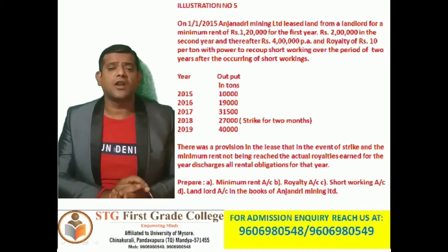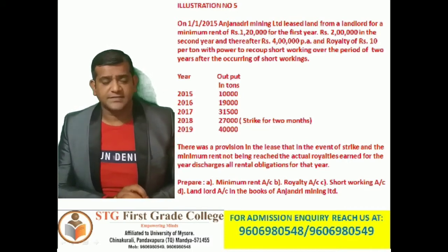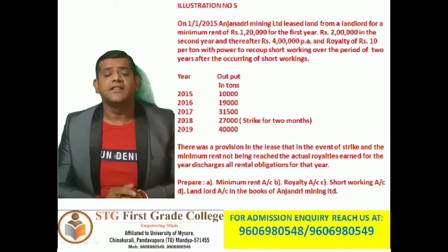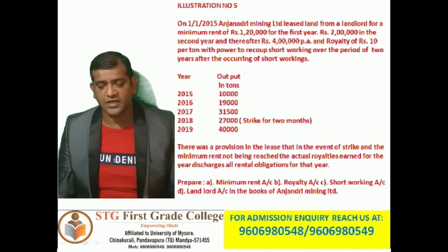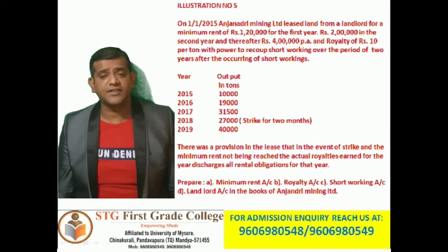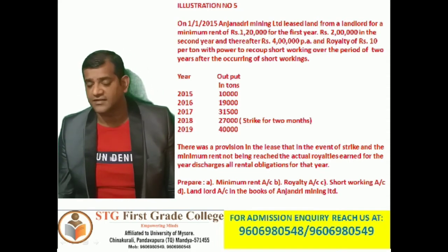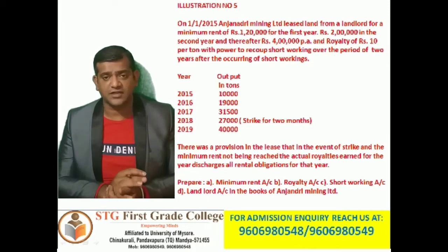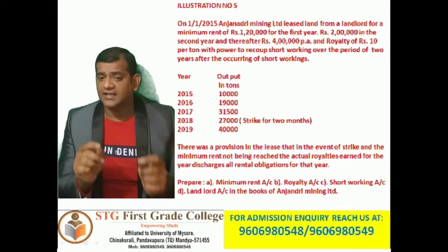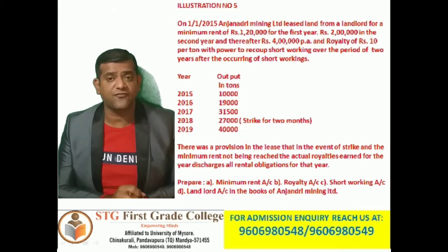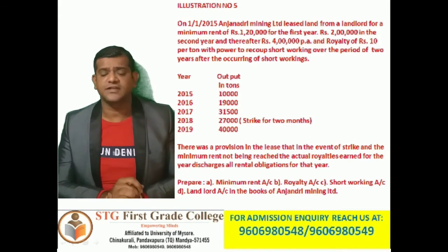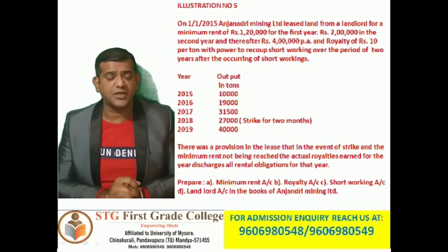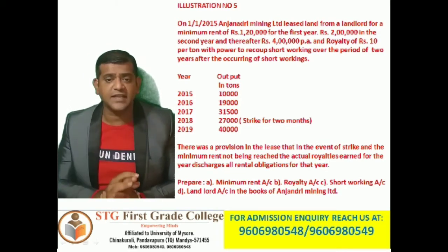So they have divided it into two columns, one is year and another one is output in tons. In the year 2015 they have produced 10,000 units. In the year 2016 they have produced 19,000 tons of output. In the year 2017 they have produced 31,500 tons of output, and in the year 2018 they have produced 27,000 tons of output. And in that year there was a strike for 2 months. Then in the year 2019, 40,000 tons have been produced. So this is the production information, and you must remember in the year 2018 there was a strike.